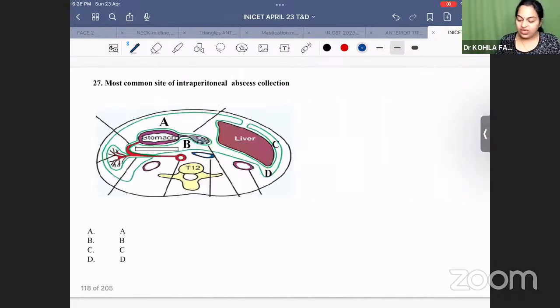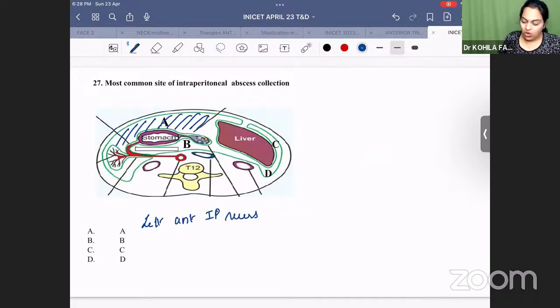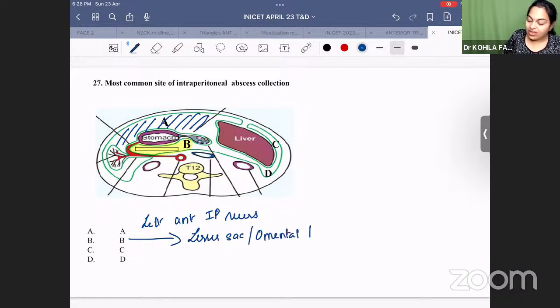This is another frequently asked question, right? Now you're going to tell me what is A, B, C, D. So A, this anterior part that you see here, anterior to the stomach, will be the left anterior intraperitoneal recess, a part of your greater sac. What is B? Clinically important. What is this area that you see behind the stomach? What do you call it? That's the lesser sac or the omental bursa. Another name, left posterior intraperitoneal recess.